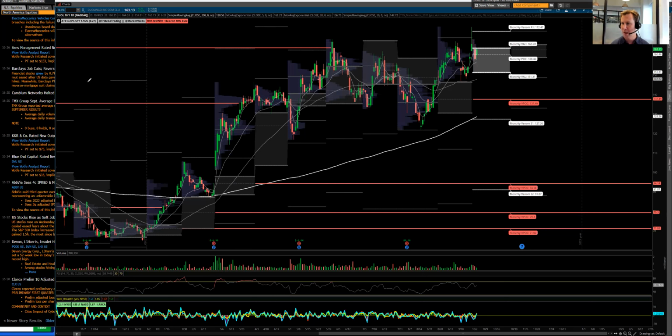Another name that's not too bad, and this is more of a play on language and so forth. So I wouldn't take a big position in this thing, but I would watch for a break over 163.78. It's showing some relative strength.